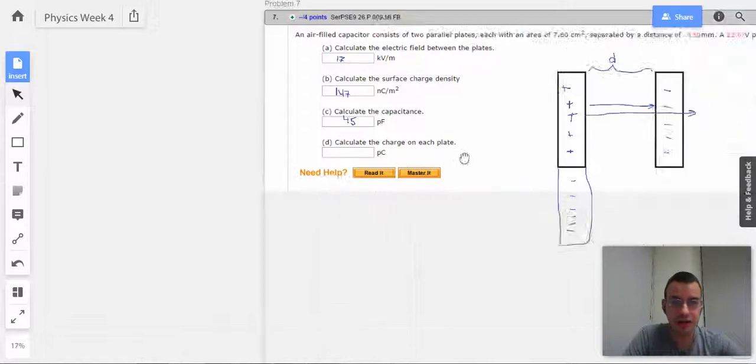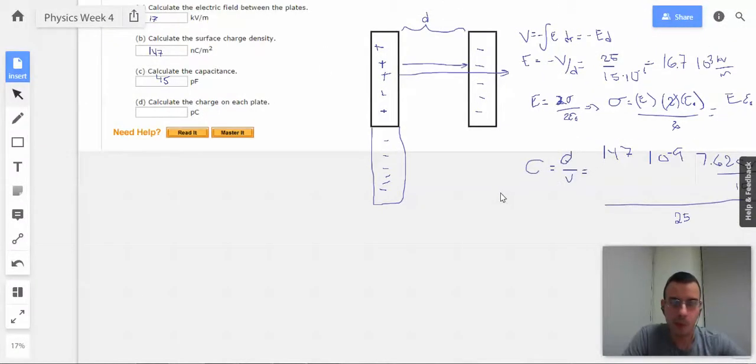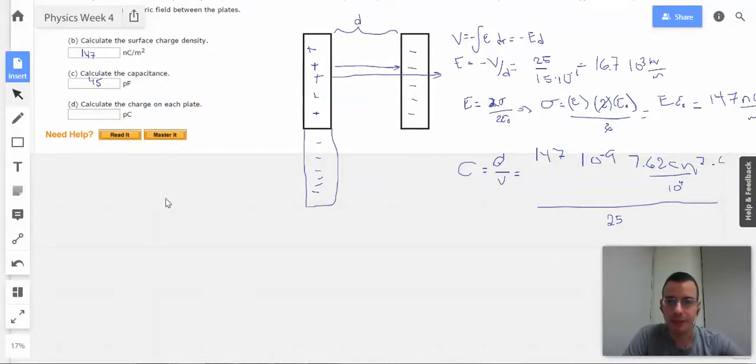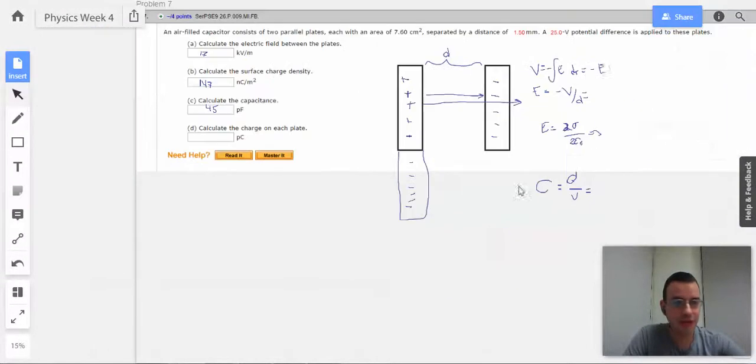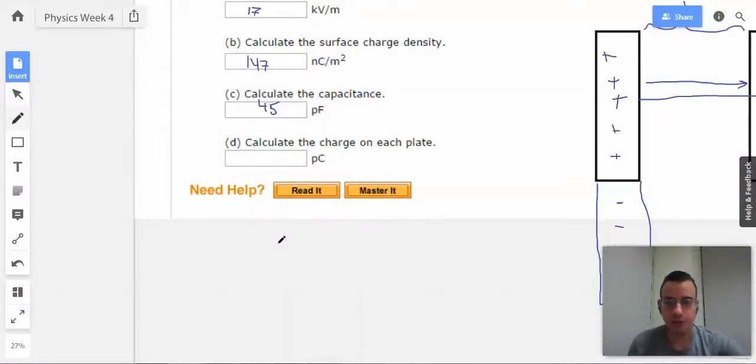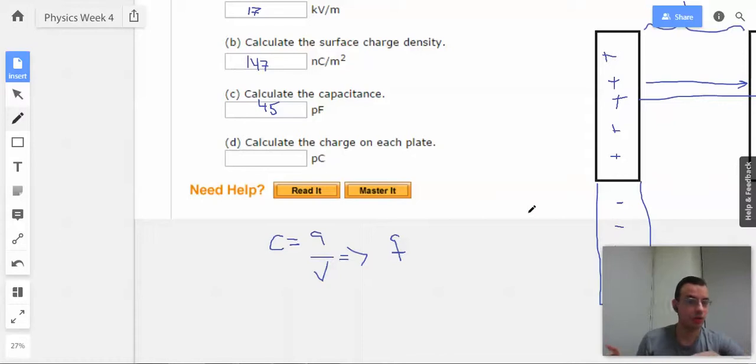Calculate the charge on each plate. Okay, we can do that. We know the capacitance, so we could go back and do it the way we found it earlier, but I'm just going to do it this way. C equals Q over V. We already know, therefore, Q, the charge on each plate. It's not the total charges together, and it's not the absolute value of the charges either. It's just the charge on each plate. So if one is 20 microcoulombs, it'll be negative 20 microcoulombs on the other.